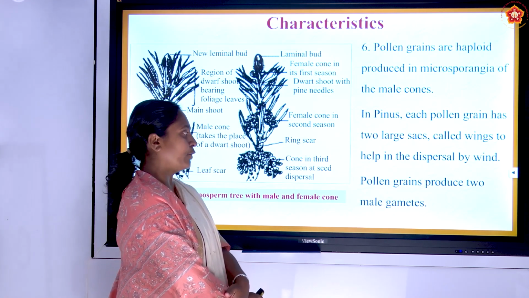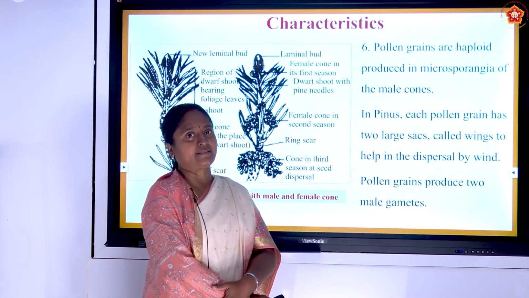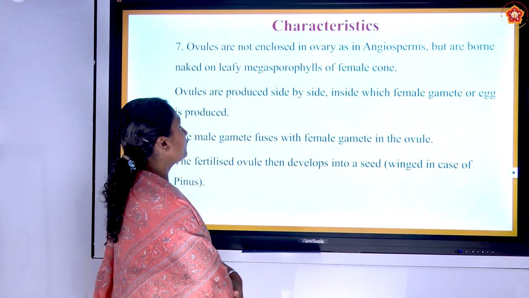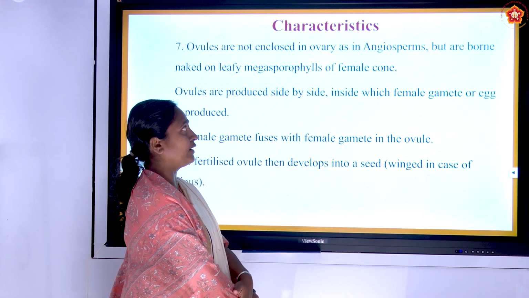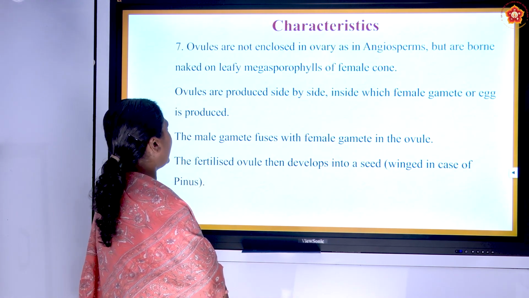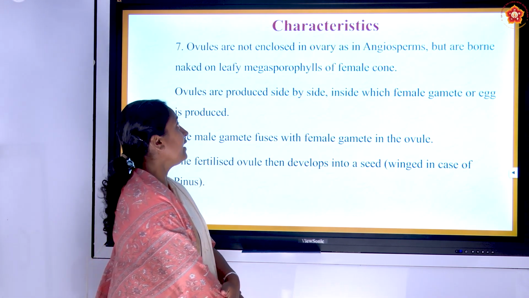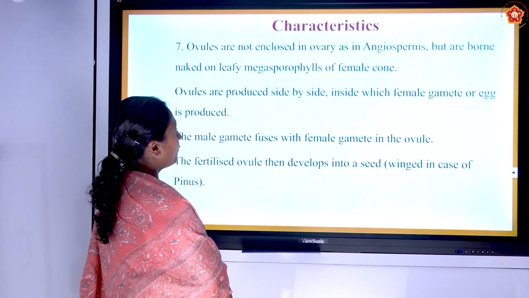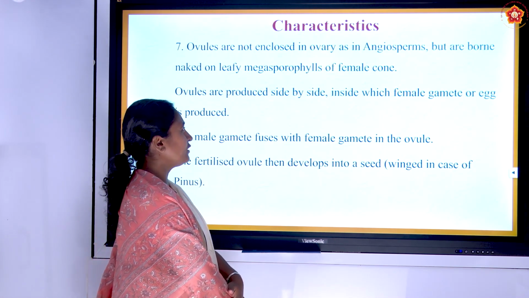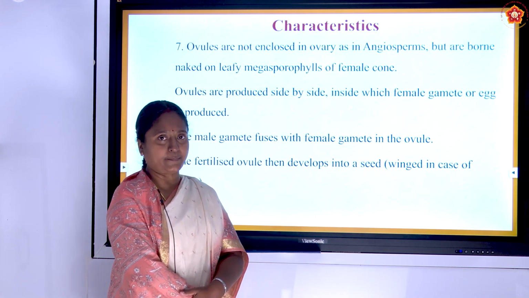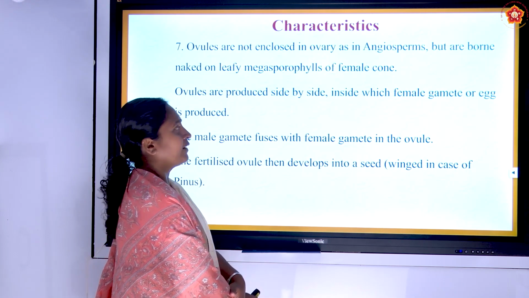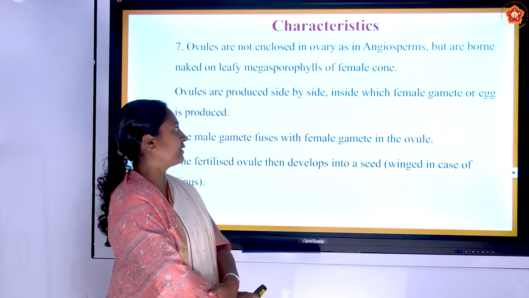One pollen grain produces 2 male gametes. Then, when we talk about the ovule, ovules are not enclosed in an ovary as in the case of angiosperms, but they are borne naked on the leafy megasporophyll of the female cones. The ovules are produced side by side inside the female cone, where the female gametes develop into a matured ovum or egg.